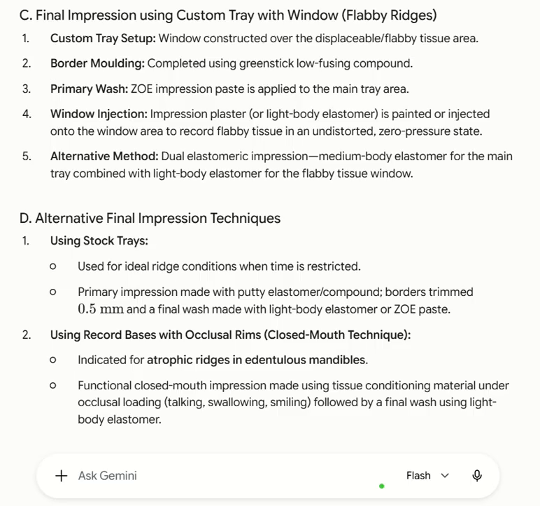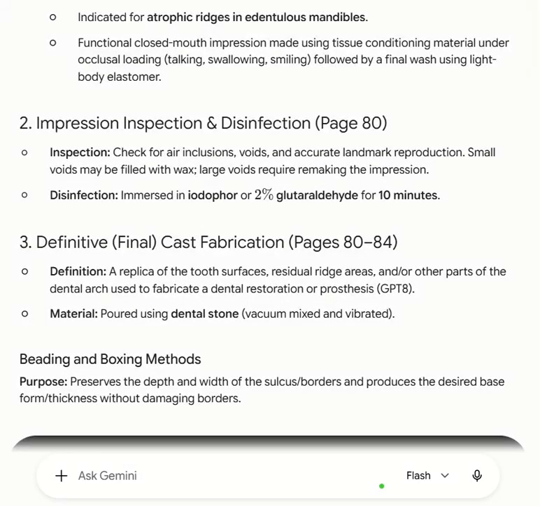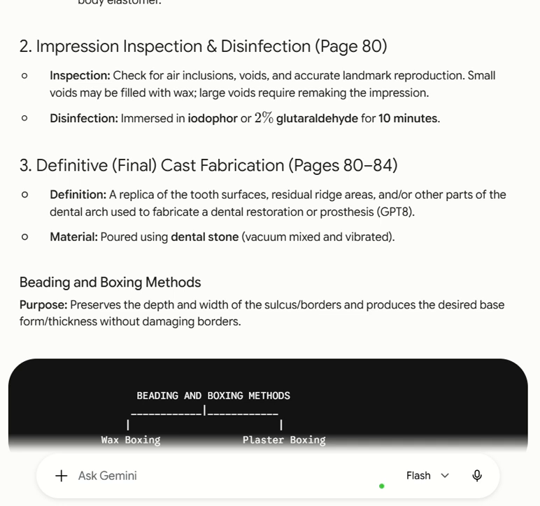2. Impression inspection and disinfection, page 80. Inspection: check for air inclusions, voids, and accurate landmark reproduction. Small voids may be filled with wax; large voids require remaking the impression. Disinfection: immersed in iodophor or 2% glutaraldehyde for 10 minutes.